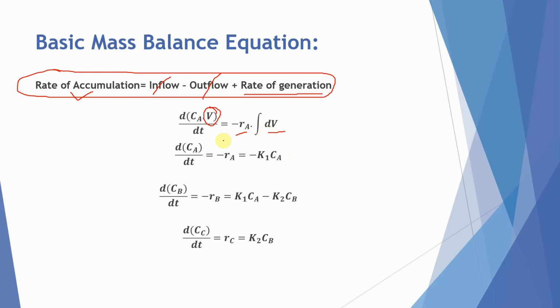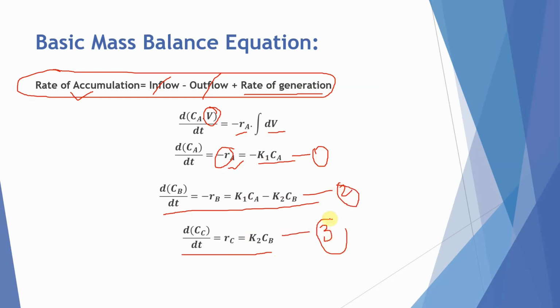constant volume system. So we are left with dCA by dt is equals to minus of Ra, and we know that Ra is minus K1CA. Similarly, for dCB by dt and for dCC by dt. So, this is equation 1, this is equation 2, and this is equation 3. We will solve these three equations using Euler method.